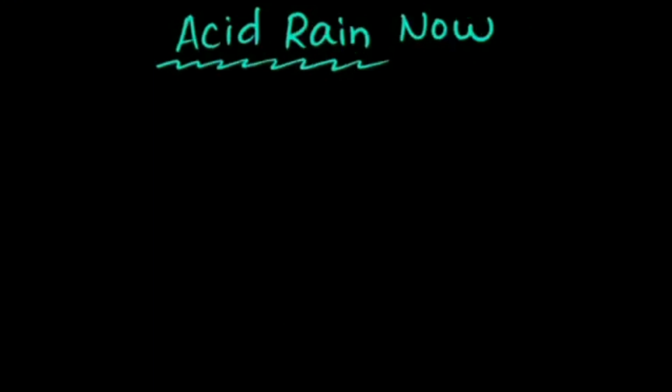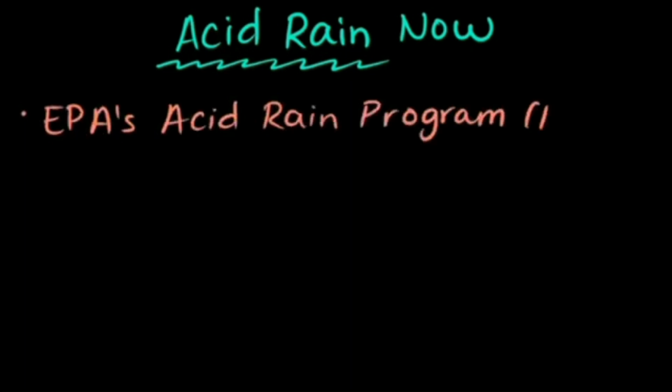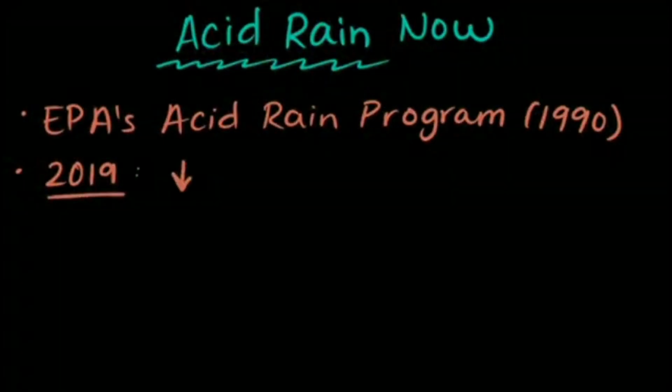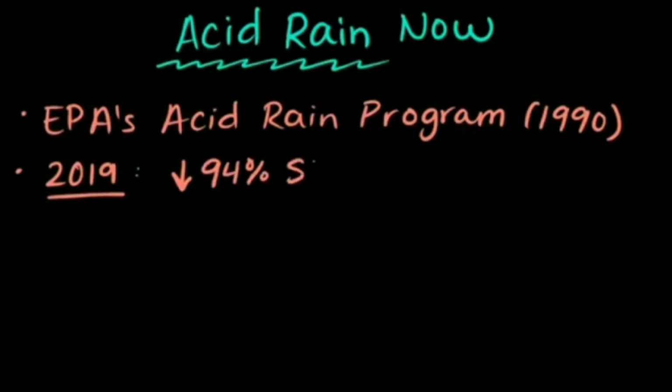There is some good news when it comes to acid rain. In 1990, the EPA created the Acid Rain Program to help power plants reduce emissions. In 2019, when they looked at the levels compared to 1990, they saw pretty great reductions: a 94% reduction in sulfur dioxide and an 86% reduction in nitric oxides.